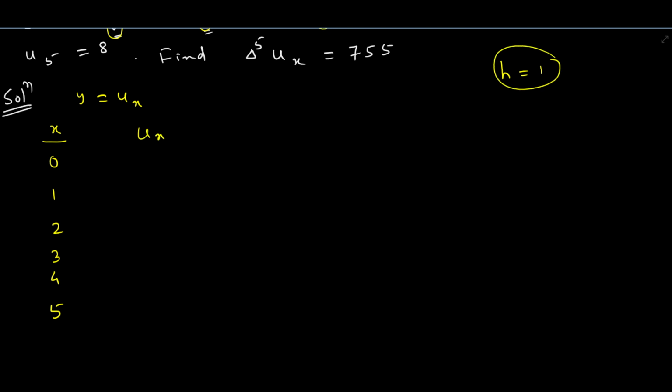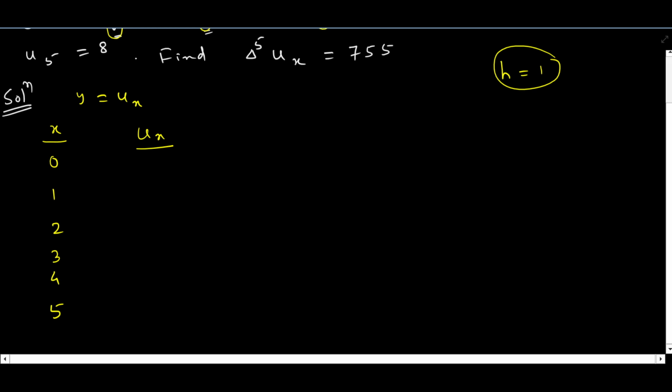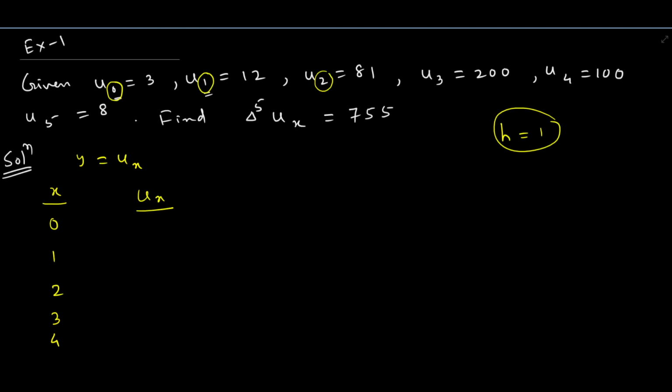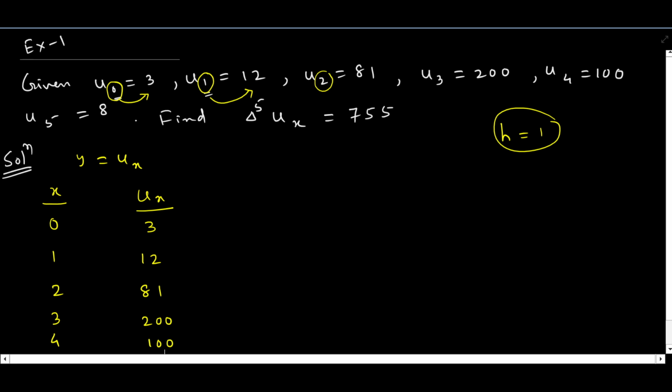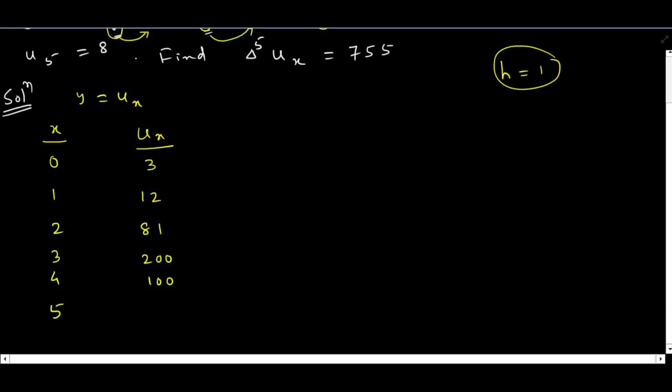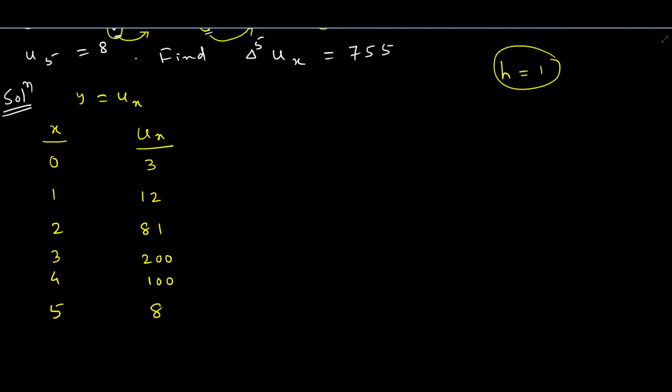Then ux means the corresponding values of the entries. So these are given. So for 0 what is the value? 3. For 1 what is the value? 12. So we have to write like this: 3, 12, and 81, 200, 100, and our last number is what? U5 is how much? 8. So how many values of x are given here? 6. So we have to find up to fifth order. So that is what we need to find here. We need to find the fifth order difference, and we have to show that it is 750.